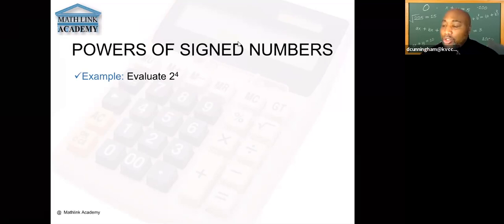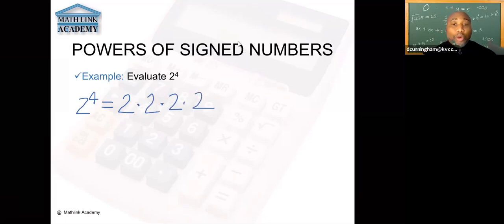Now, what does that 2 to the 4th mean? It means I'm taking the base 2, that's my base, and my exponent or my power is 4. And I'm taking that base 4 times in multiplication. That's the key, 4 times with multiplication. So 2 to the 4th can be expressed as the base 2 times 2 times 2 times 2, 4 times. The power only tells you how many times that you're multiplying the base.